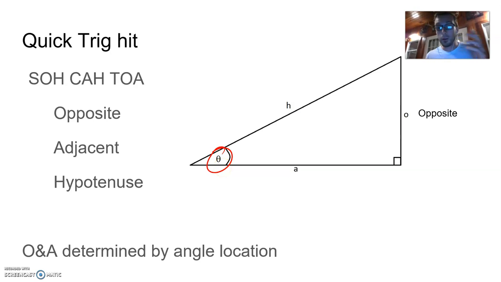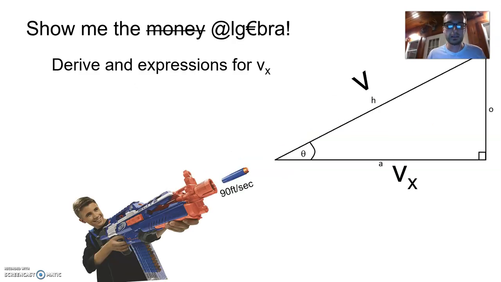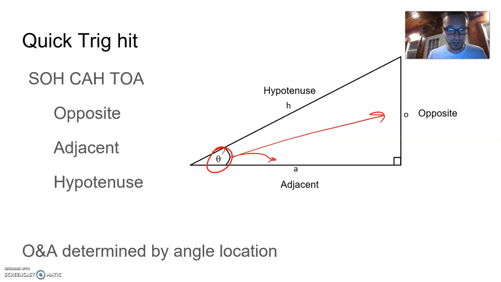What is the angle that we know? Theta, right here. So the opposite side is defined as the side that's opposite the angle. And then the adjacent side, of course, is the one that's next to the angle, and the hypotenuse is always the longest side. So we have to know those terms when we do our trig here today.